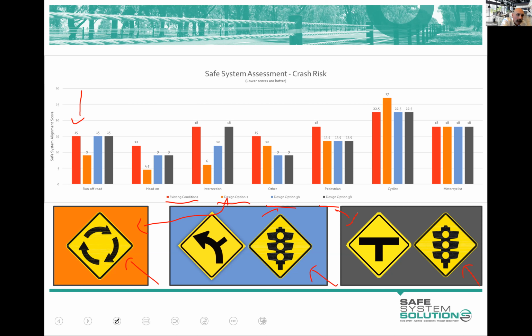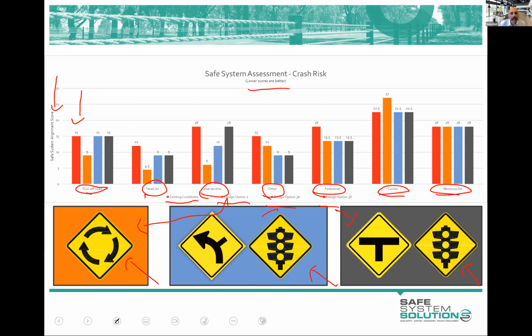And up here we have safe system alignment score. Each of these groupings is a crash type: runoff road, head-on, intersection, other, pedestrians, cyclists, motorcycles. Now, the lower the score, the better. The lower the score, the better. Okay, better alignment with safe system principles, lower scores.